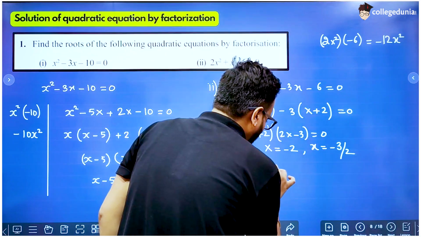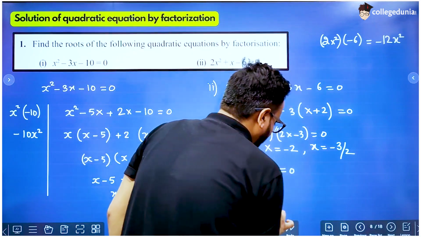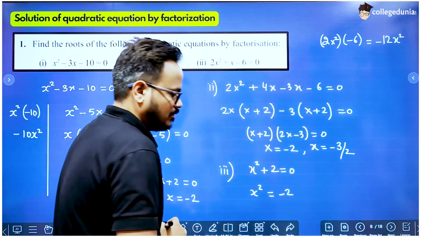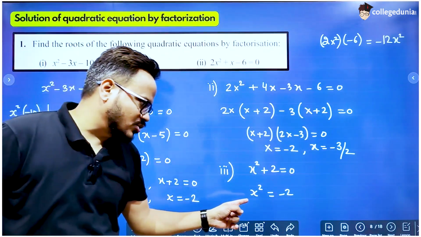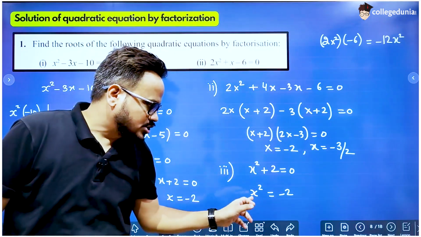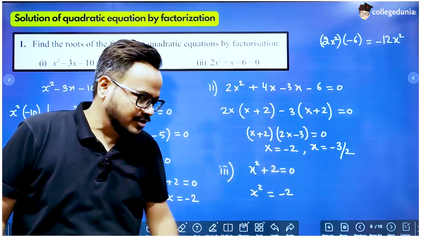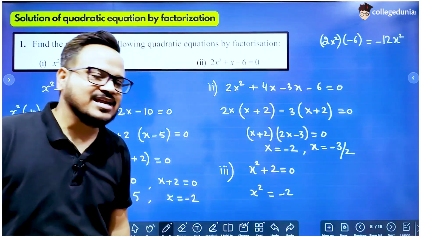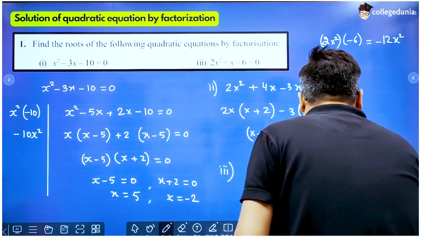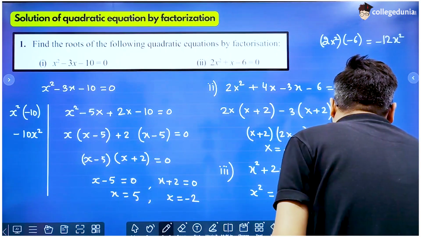Suppose we have a quadratic equation, x square plus 2 equal to 0. Now if I try to solve this equation and take this on the other side, then I am getting that x square should be minus 2, but we know that the square of any number cannot be negative. So this equation cannot be solved further. So this equation does not have any root.